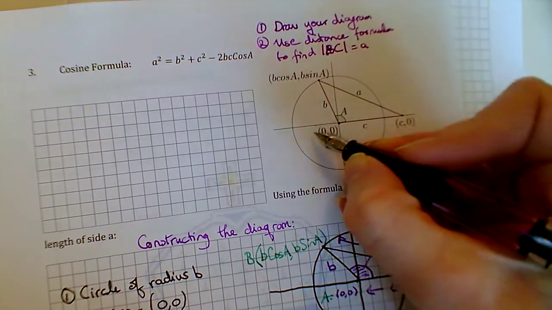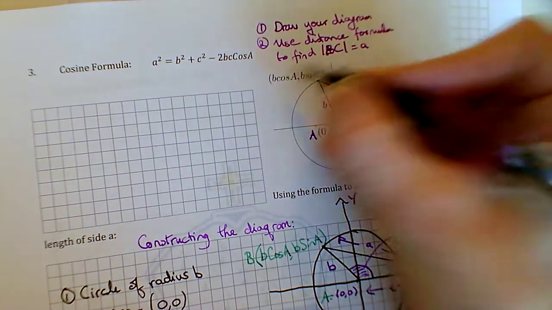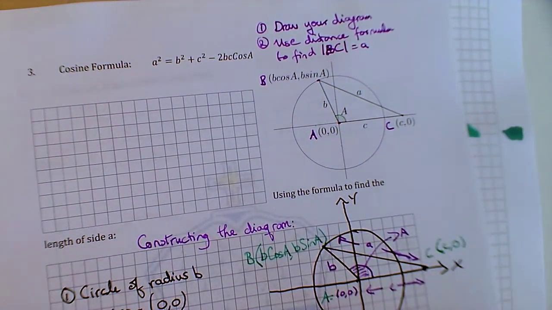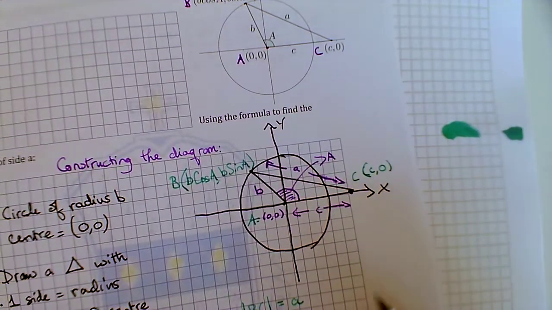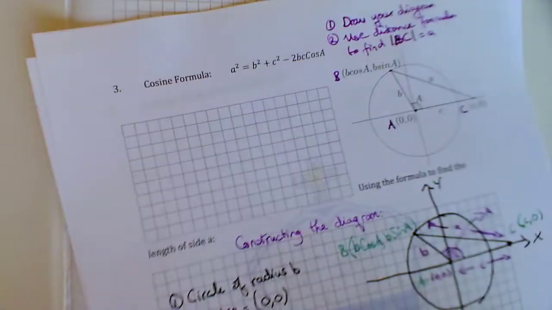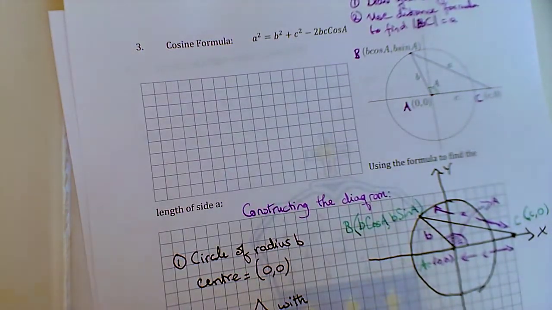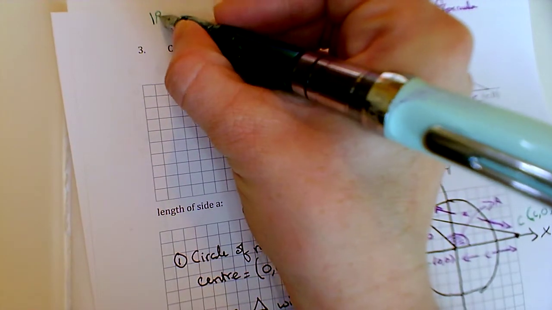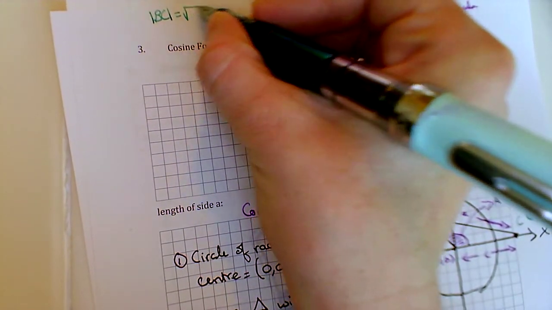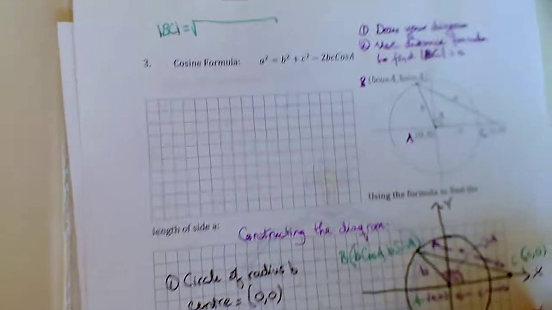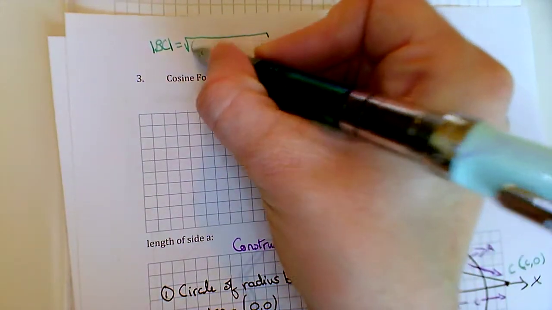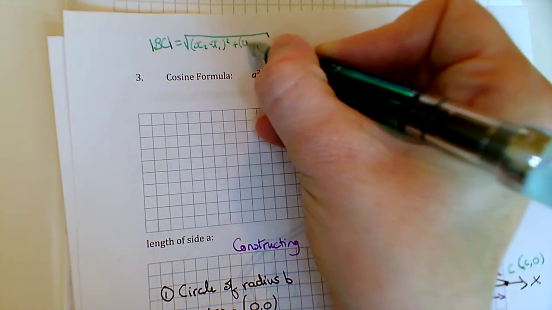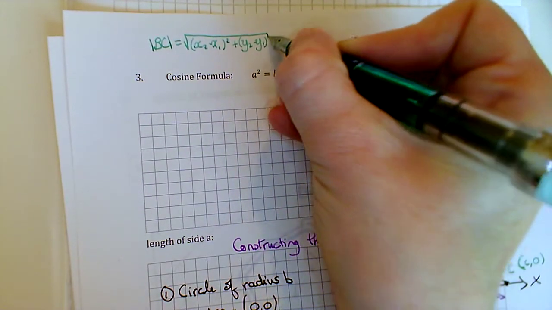So let me label this diagram as well. That's the point A, that's the point B, and that's the point C. Once you've done your construction, once you've drawn the diagram like this, it's okay to just go ahead and use our distance formula. So the distance formula, just a quick reminder, the distance between 2 points is the square root of the difference between the x values plus the difference between the y values, like that.